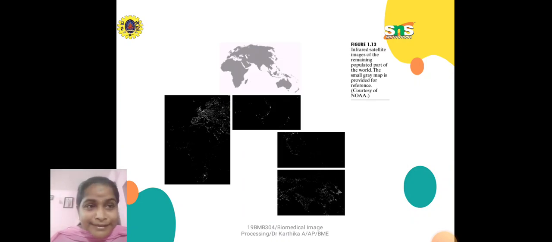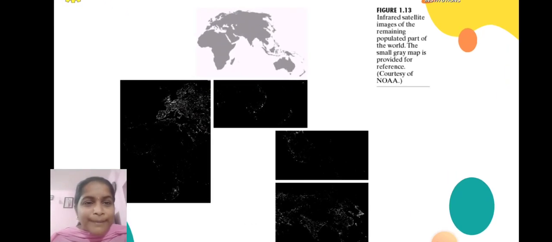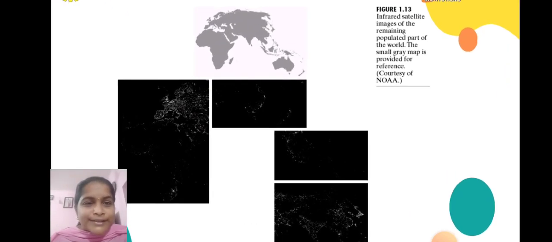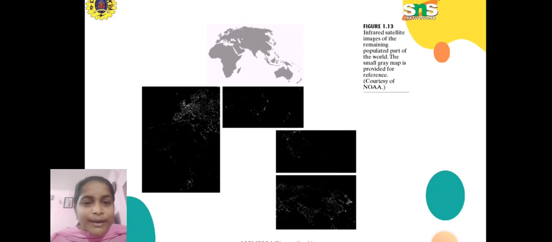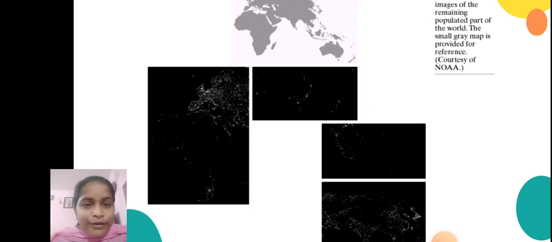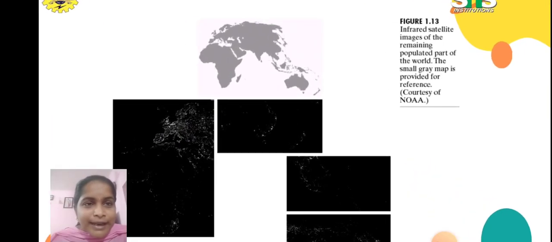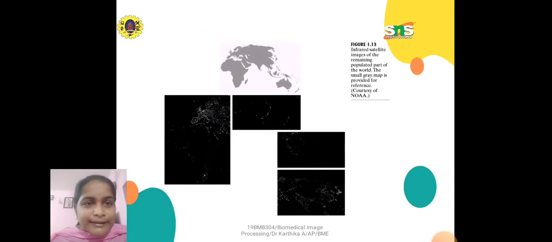Here it represents the infrared satellite images of the remaining populated parts of the world. Here also the small grey map is given for reference, but the actual images are shown here.